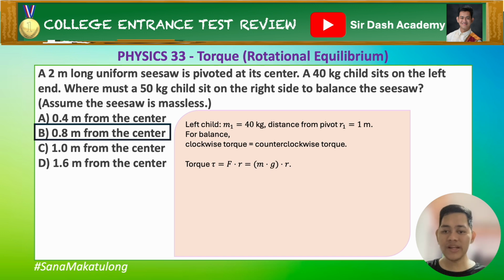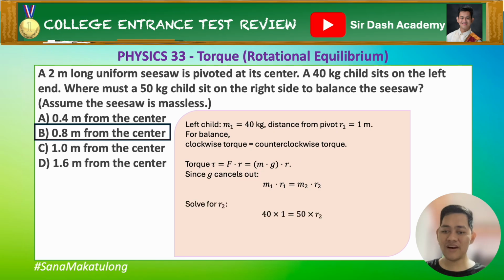So yung formula ng torque, tau equals Fr. Ang F ay yung weight niya, tama? So that is mg. So m times g times r. And then, i-equal mo to sa kabilang side. Since yung g ay makakancel out naman, magiging m1r1 equals m2r2. Again, kanina, that is m1 g r1 equals m2 g r2. So, cancel na yung g. So, from there, madali na lang kasi we can now plug in.